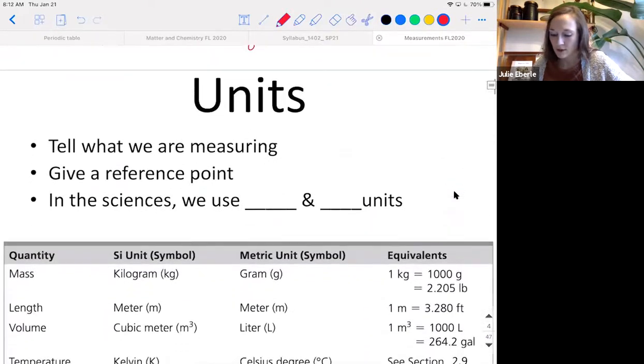What else do units do for us? So they tell us what we're measuring. Here's some more of the importance on units. The things that units do for us. They tell us what we're measuring. So if I told you that I'm 66 years old, that's a measure of time, right? So it tells you what you're measuring. They also give a reference point.